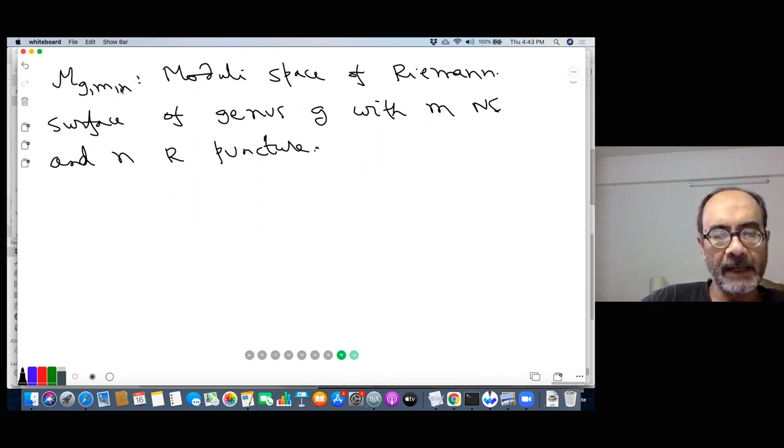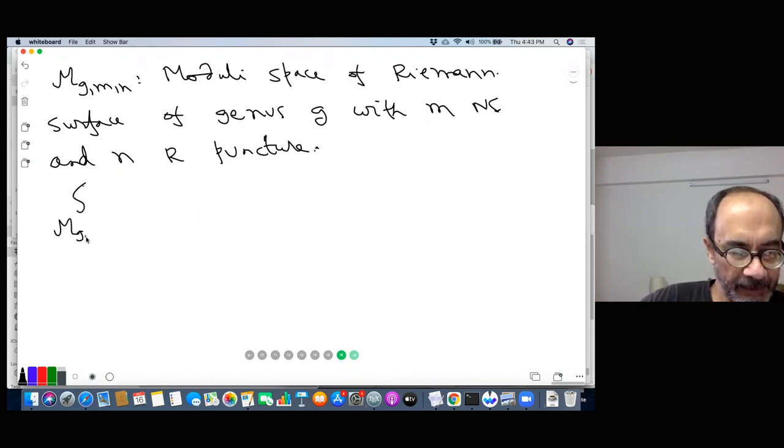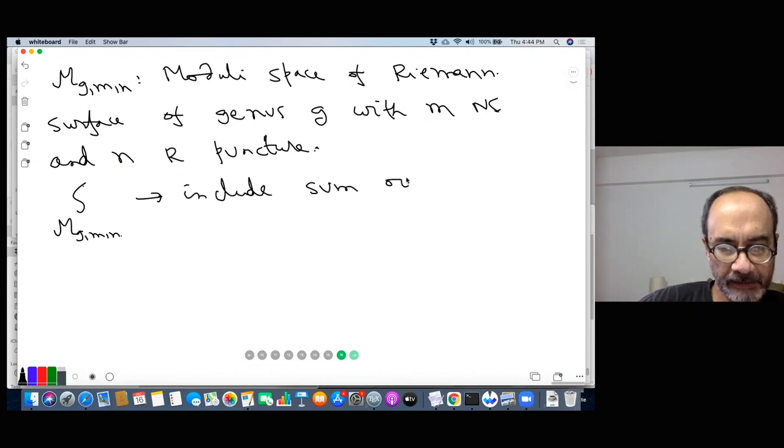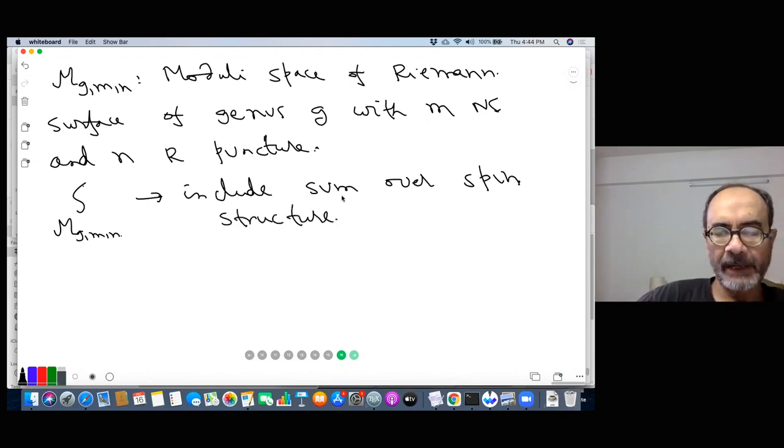Now, locally, this M_{g,m,n} really is M_{g,m+n}. It doesn't matter whether a given puncture is Ramond or Neveu-Schwarz. But globally, it turns out that there is some subtle difference. So when I write something like an integral over M_{g,m,n}, this will include the sum over spin structure. I'm not going to write down separately the sum over spin structure in the various formulae. Are there questions? Okay, so now let me go to string amplitudes.